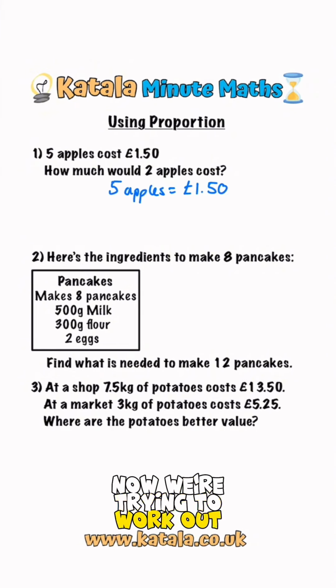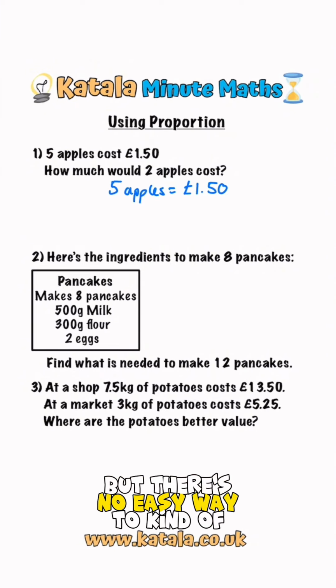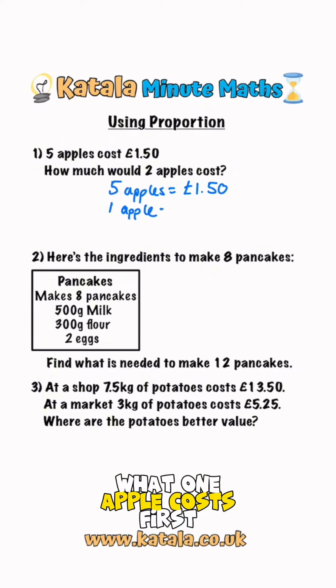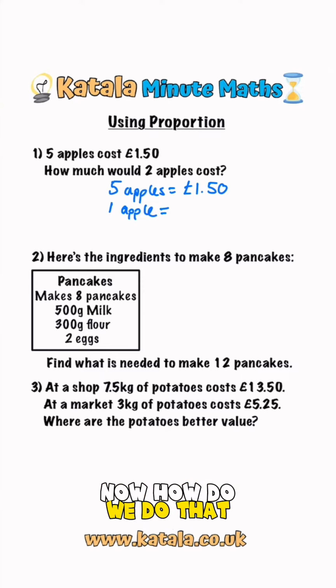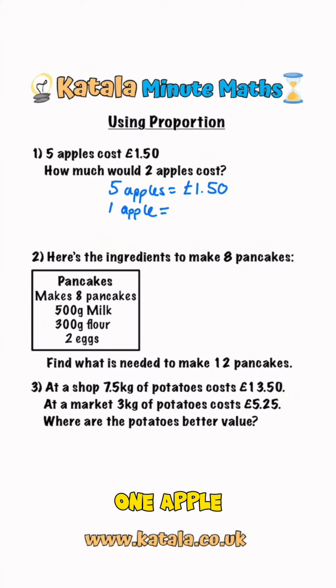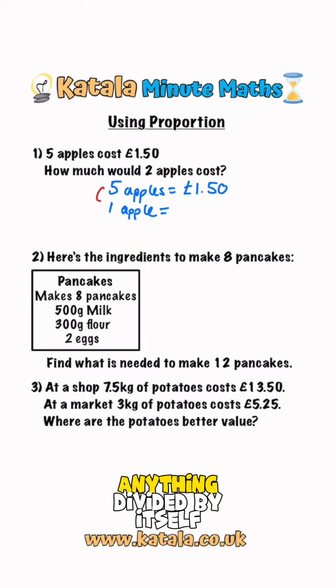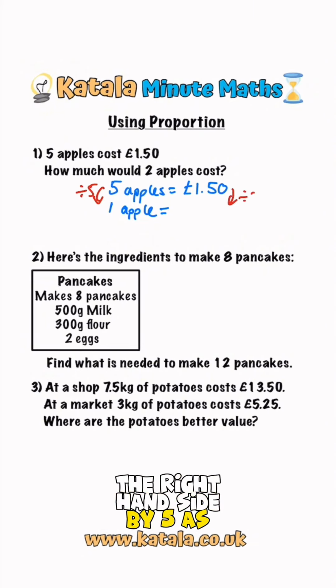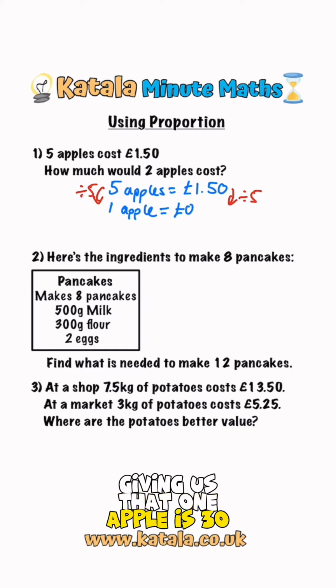Now we're trying to work out what 2 apples cost, but there's no easy way to get from 5 apples to 2 apples. So what we're going to have to do here is scale all the way down to find out what 1 apple costs first. Now, how would we do that? Well, to turn 5 apples into 1 apple, we need to divide by 5, of course. Anything divided by itself turns into 1, which means we need to divide the right-hand side by 5 as well, giving us that 1 apple is 30p.